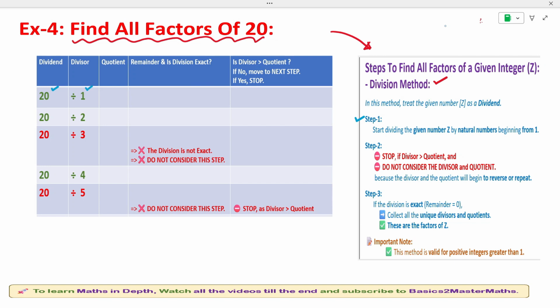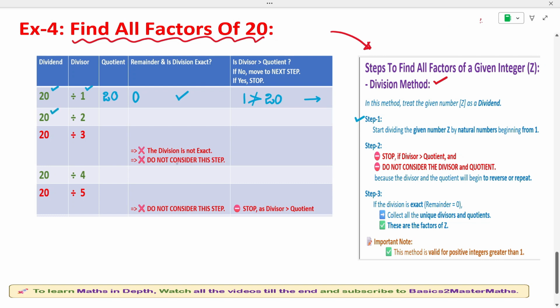When we divide 20 by 1, we get 20 as the quotient and 0 as the remainder. So, this division is exact. In this case, the divisor 1 is not greater than the quotient 20. So, move to the next step.